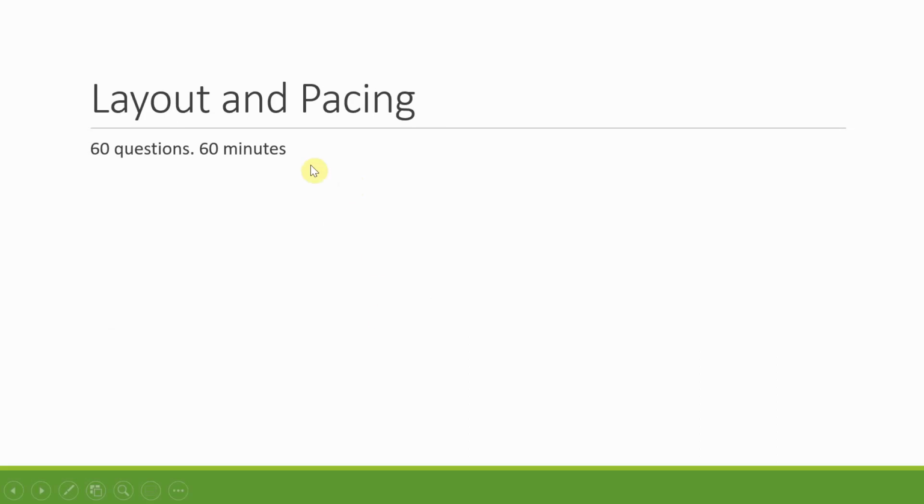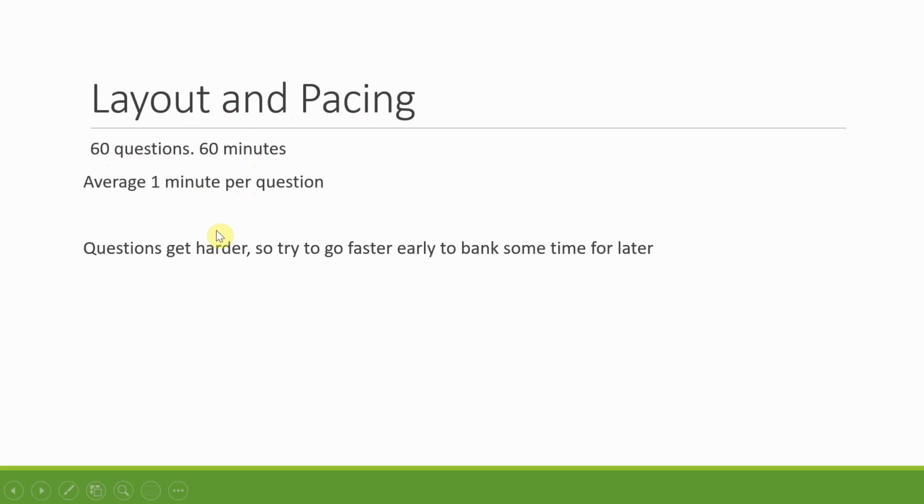All right, so the layout and pacing for this test, there are 60 questions and you have 60 minutes to answer them, which doesn't sound like a lot, but one really easy math problem is how many minutes does that give you per question? 1. On average. Because remember, the questions get harder towards the end. So if possible, try to go faster early on in the test so you can bank some of that time for the harder questions where you're going to need that time.